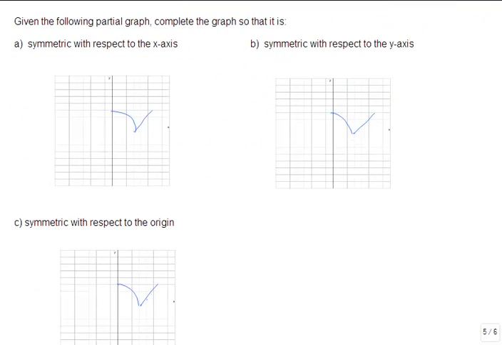Okay? Another kind of question that I could ask you is, given a partial graph or a piece of a graph, complete it so that it has a certain type of symmetry. So what we're going to do, and let me draw in my axis here so it's a little bit more visible. There's your x-axis. We are going to complete these graphs so that they have x-axis, y-axis, and origin symmetry.